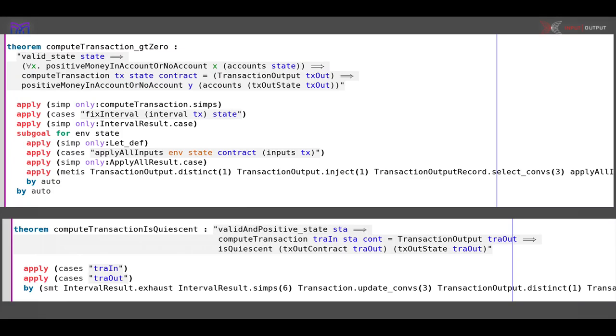And the second theorem here says, once you've computed the output of a transaction, there's nothing more to do until another transaction is submitted. So the contract is what we call quiescent after we've computed that. Okay, so those give you some illustrations of the things we can do, that we can automatically verify properties of individual contracts, and that we can in general reason about both the properties of the system and the properties of contract templates.